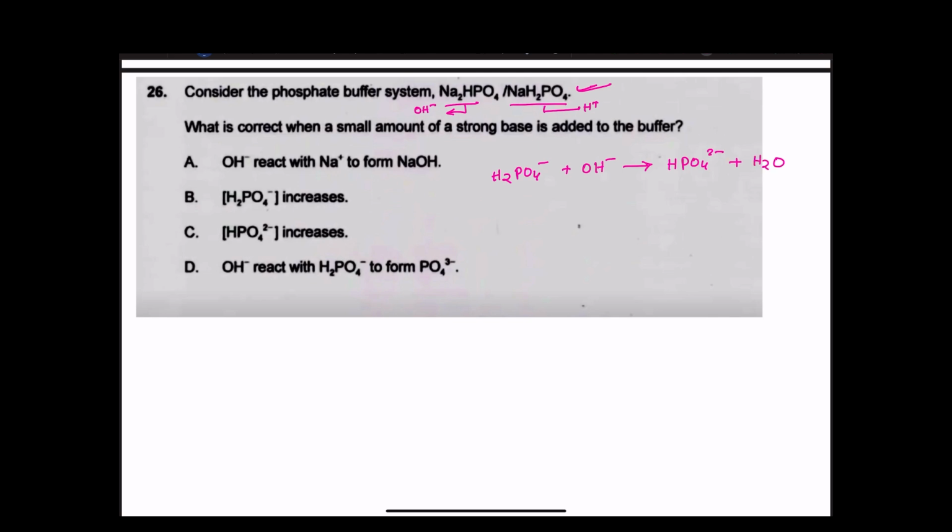HPO4 2 minus is present in Na2HPO4. So at the end of this reaction, HPO4 2 minus is formed, so I can say option C is correct. B is wrong because H2PO4 concentration decreases. OH minus reacts with H2PO4, that is correct, but it forms HPO4 2 minus, not PO4 3 minus, so that is also wrong. And OH minus does not react with Na plus, so A is also incorrect.